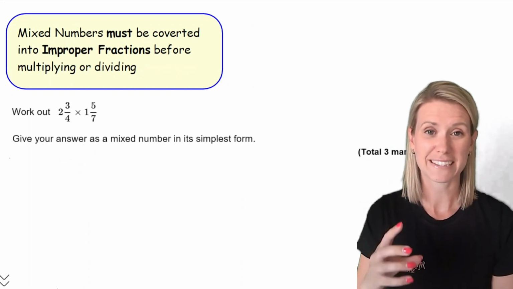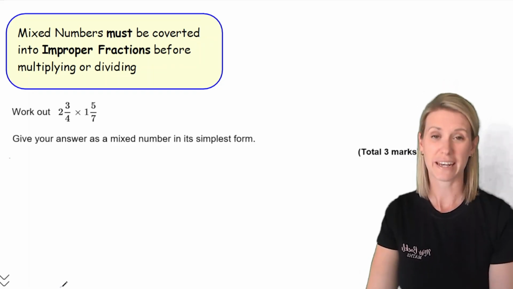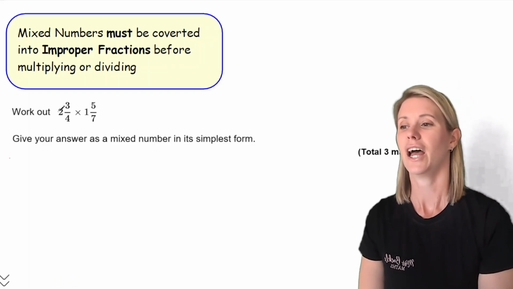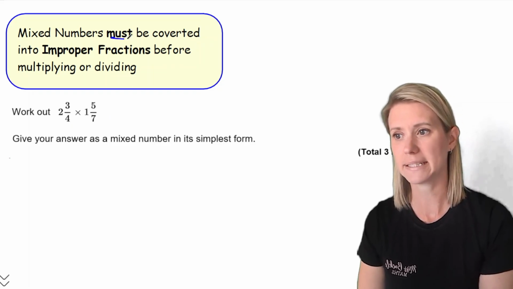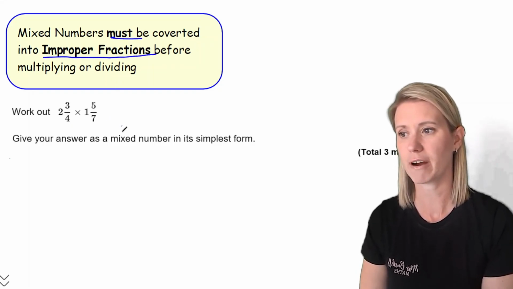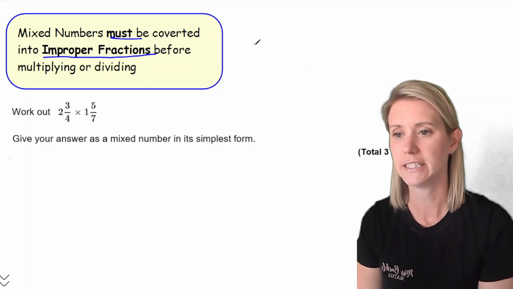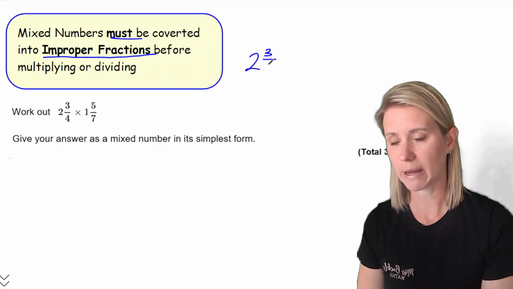When you're dealing with mixed numbers, you have to convert them into improper fractions first. Okay, so we have 2 3/4 and we're multiplying by 1 5/7. They must be converted to improper fractions before multiplying or dividing. Right, let's look at how we're going to do 2 3/4.